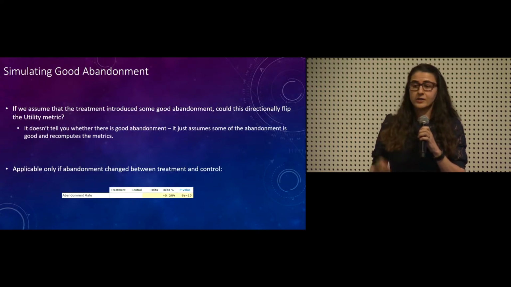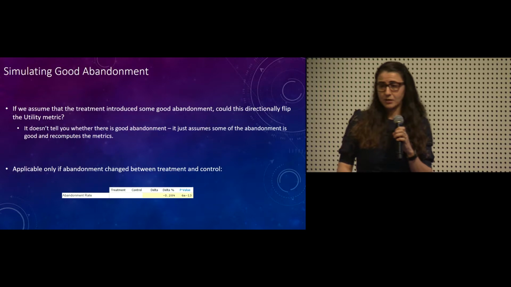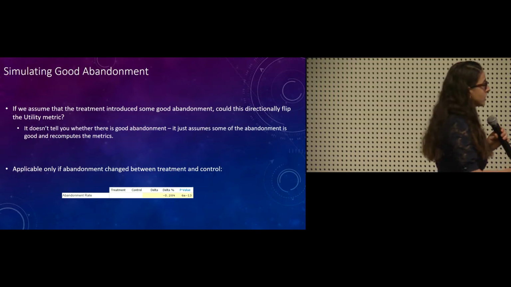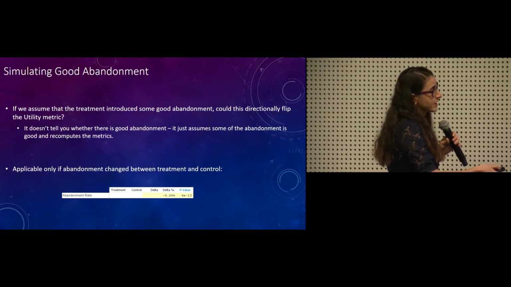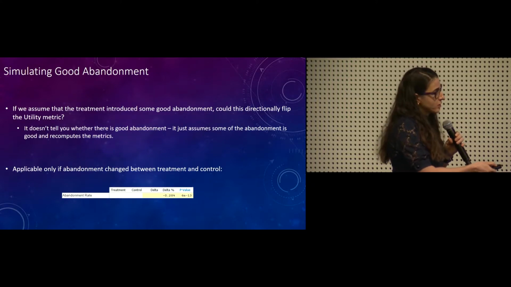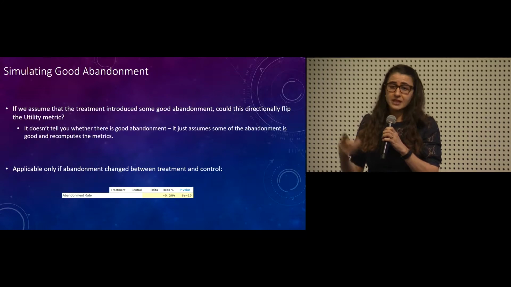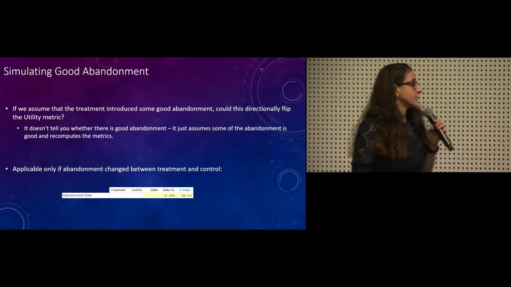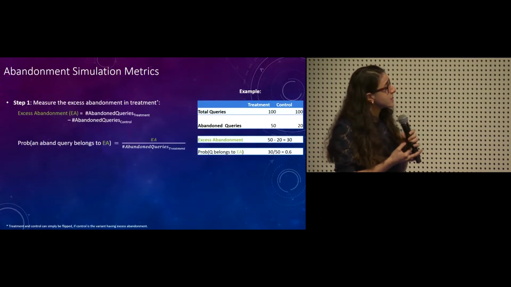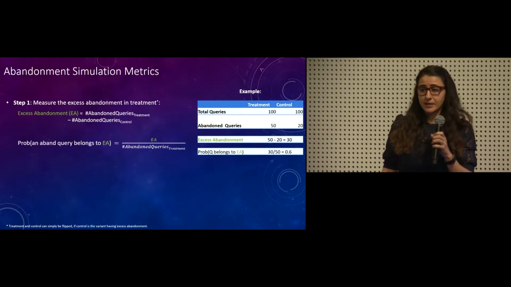So this really requires that your treatment has added abandonment on the experiment. So you can see here that when you measure abandonment rate, we're looking at something where there is added abandonment. So here the p-value is quite small. So we're very confident that there is more abandonment that's happening on the flight. So the first step is to measure how much excess abandonment you added.